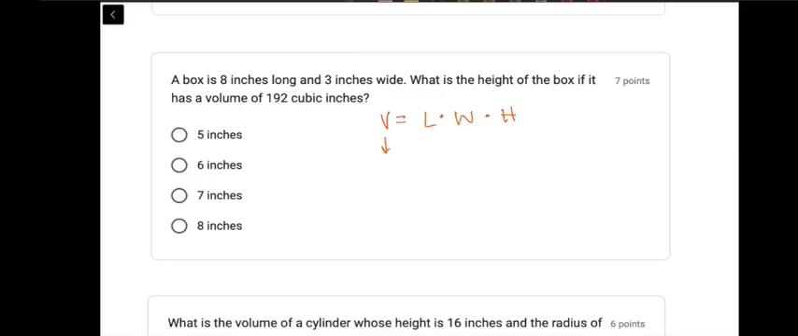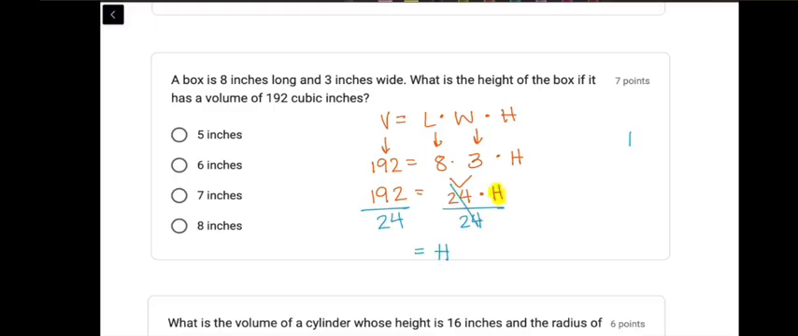So let's plug in the values that we do have. This is going to be 192, the length is 8, and the width is 3. And our job is to find h, so I'm going to leave h as a variable. I'm going to go ahead and multiply these two numbers, and that will give me 24 times h. Now, given that I want to have h alone, I will go ahead and divide both sides by 24. So h is going to equal 192 divided by 24.